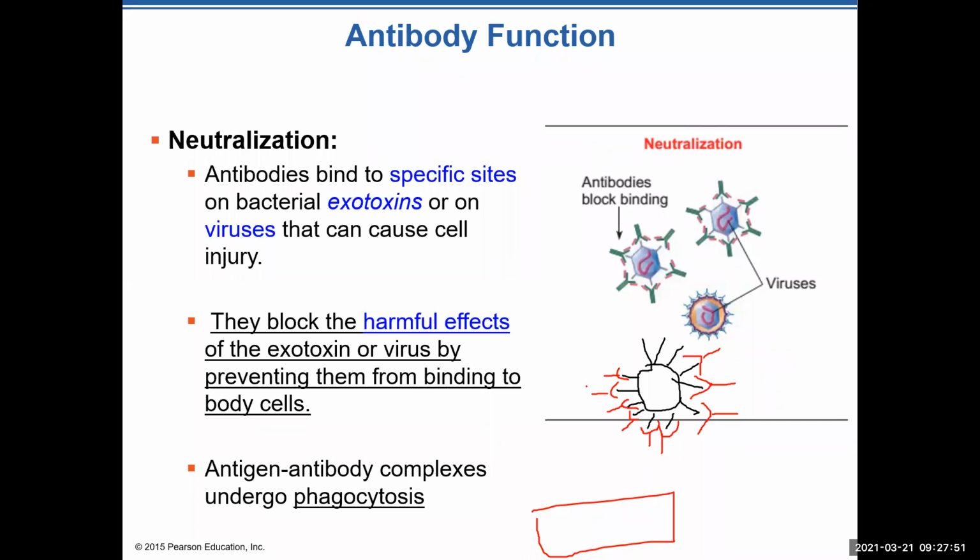So as these toxins are blocked, do you think now the coronavirus will attach to our body cells? Is it in a position to attach to our body cells now? No, it's not in a position to attach, isn't it? Because all the toxic areas of the coronavirus have been blocked by the antibodies, and this reaction is called neutralization.